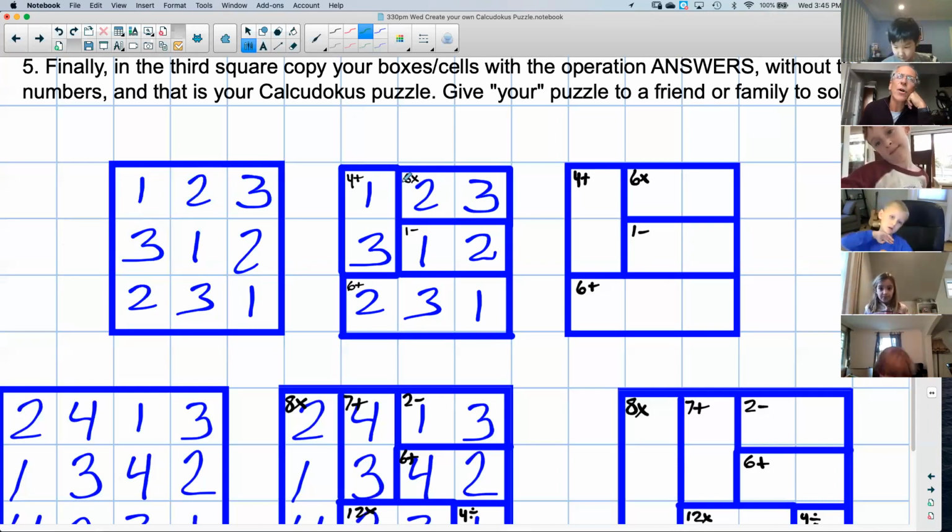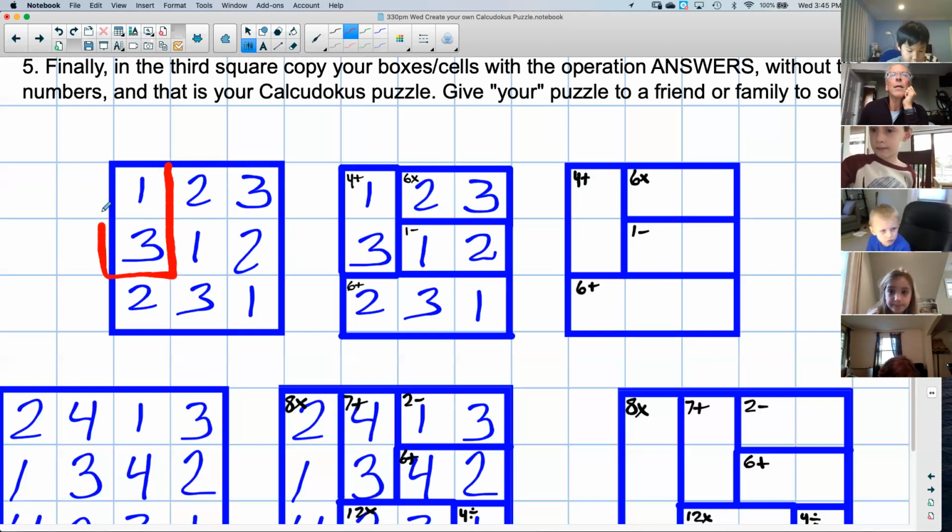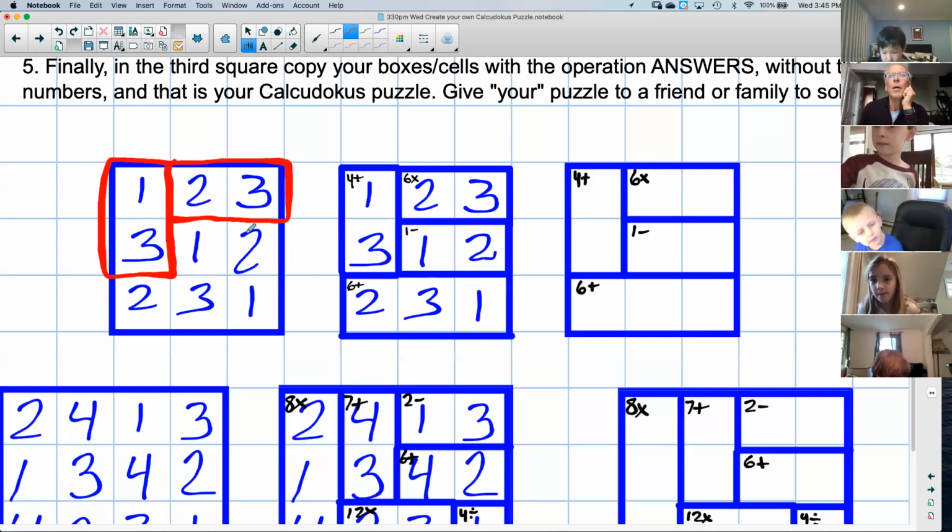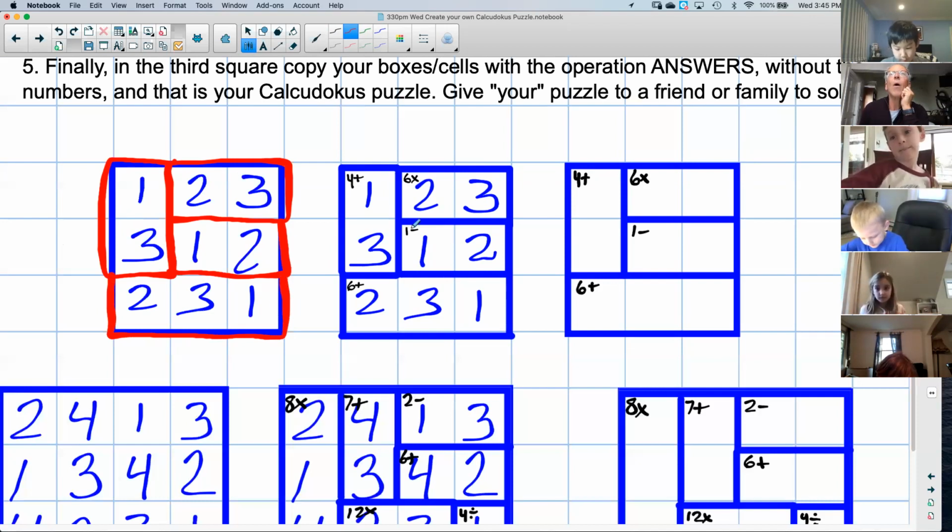I transfer the same numbers over here to the middle square. Now I start to break it up. Look how I broke up this. Do you see that I broke it up into several different pieces? Do you guys see that? Now, when I did that and I had the numbers 1 and 3, look what I wrote here. What did I write? 4 plus.